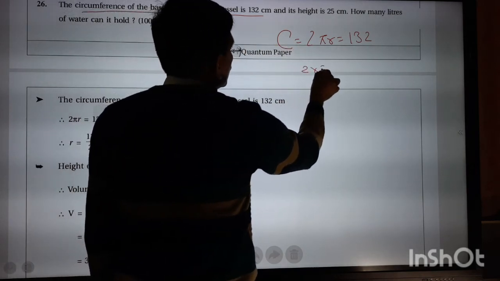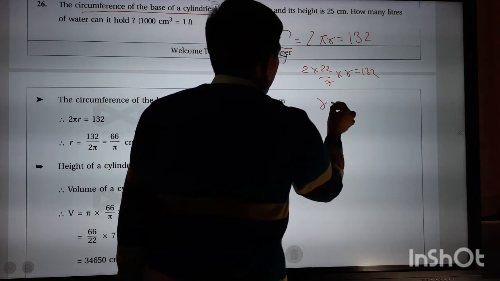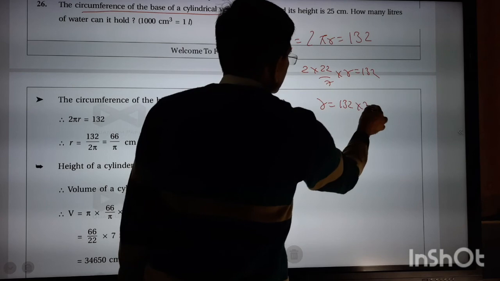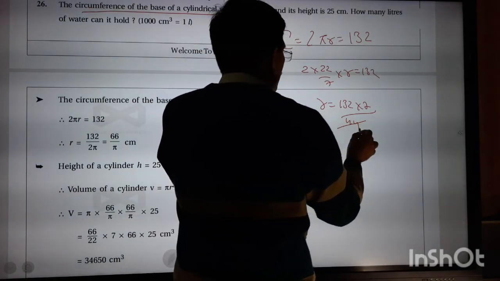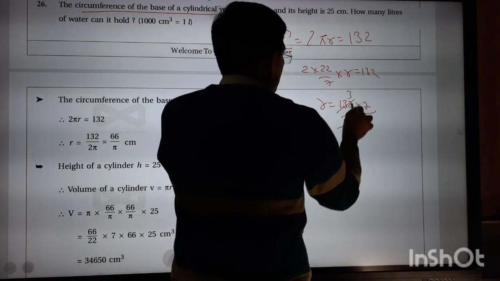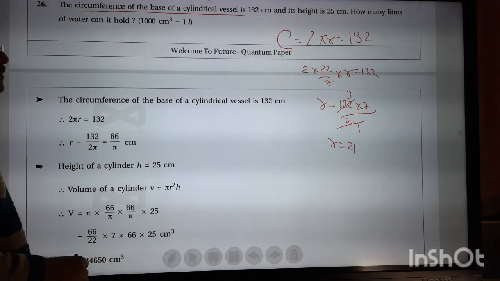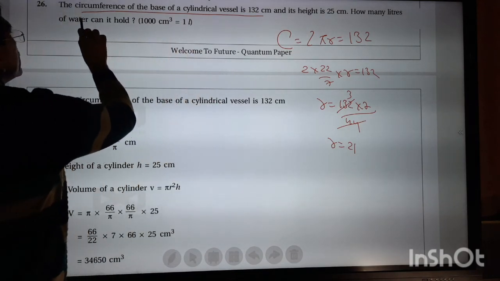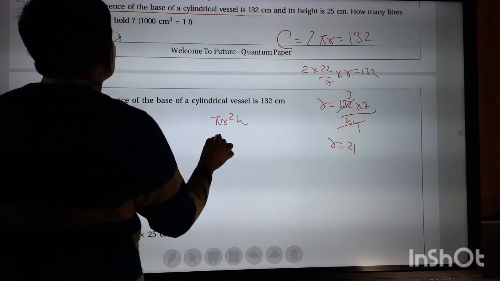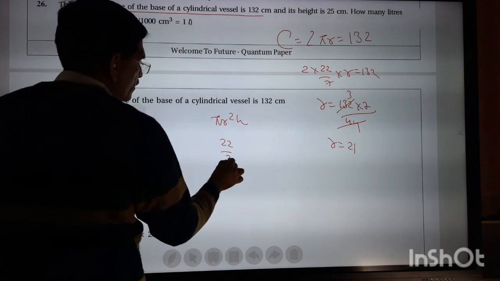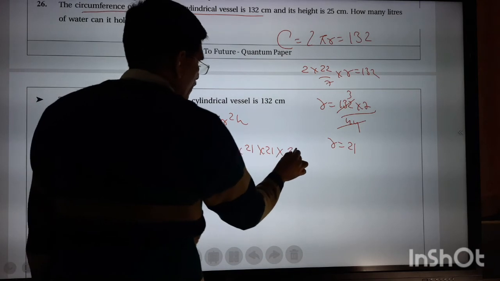So 2 into 22 by 7 into r is equal to 132. R is equal to 132 into 7 by 44. So 44 into 3. So R is equal to 21. If I will put R 21, we will get the same answer. Now what is the target is cylinder. So pi r square h. Now 22 by 7, 21 into 21 into height h 25.